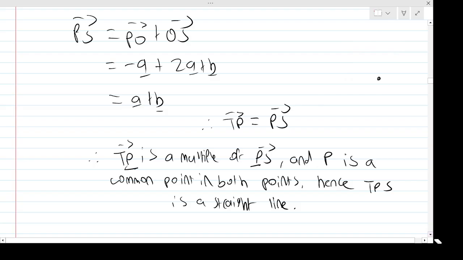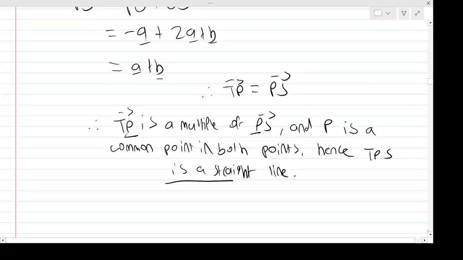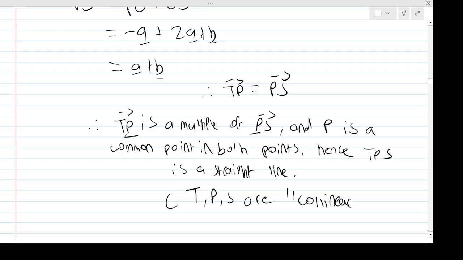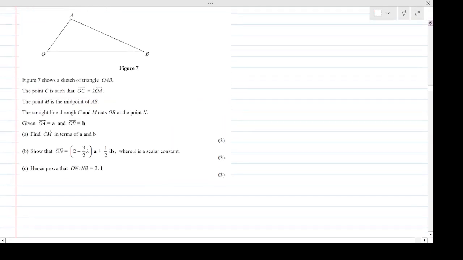Okay. And we could also rephrase this last bit. You might see this terminology. You could also say that points T, P, S are what we call collinear. Collinear just means on the same straight line. It's another way of phrasing it. Now we're going to look at an exam question on this.